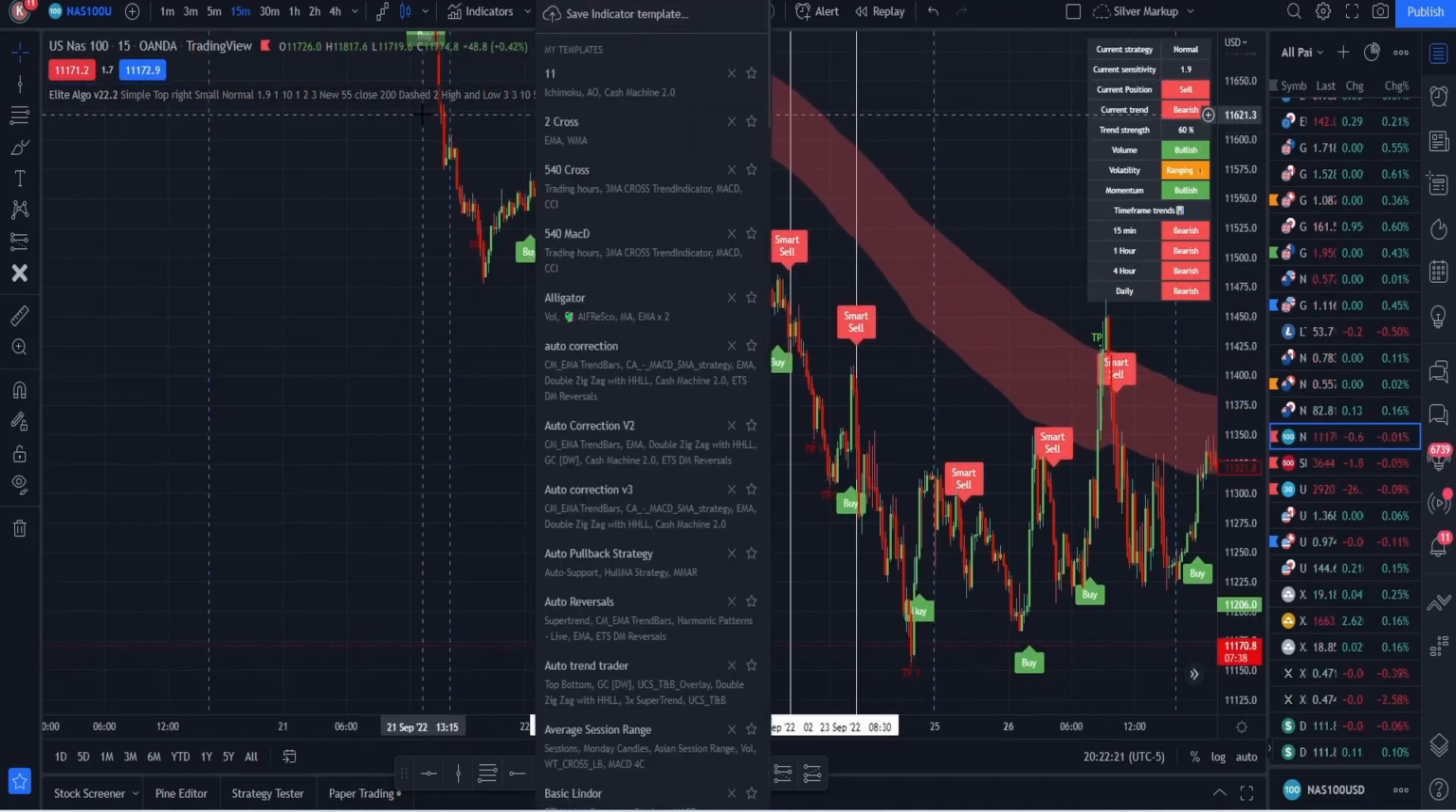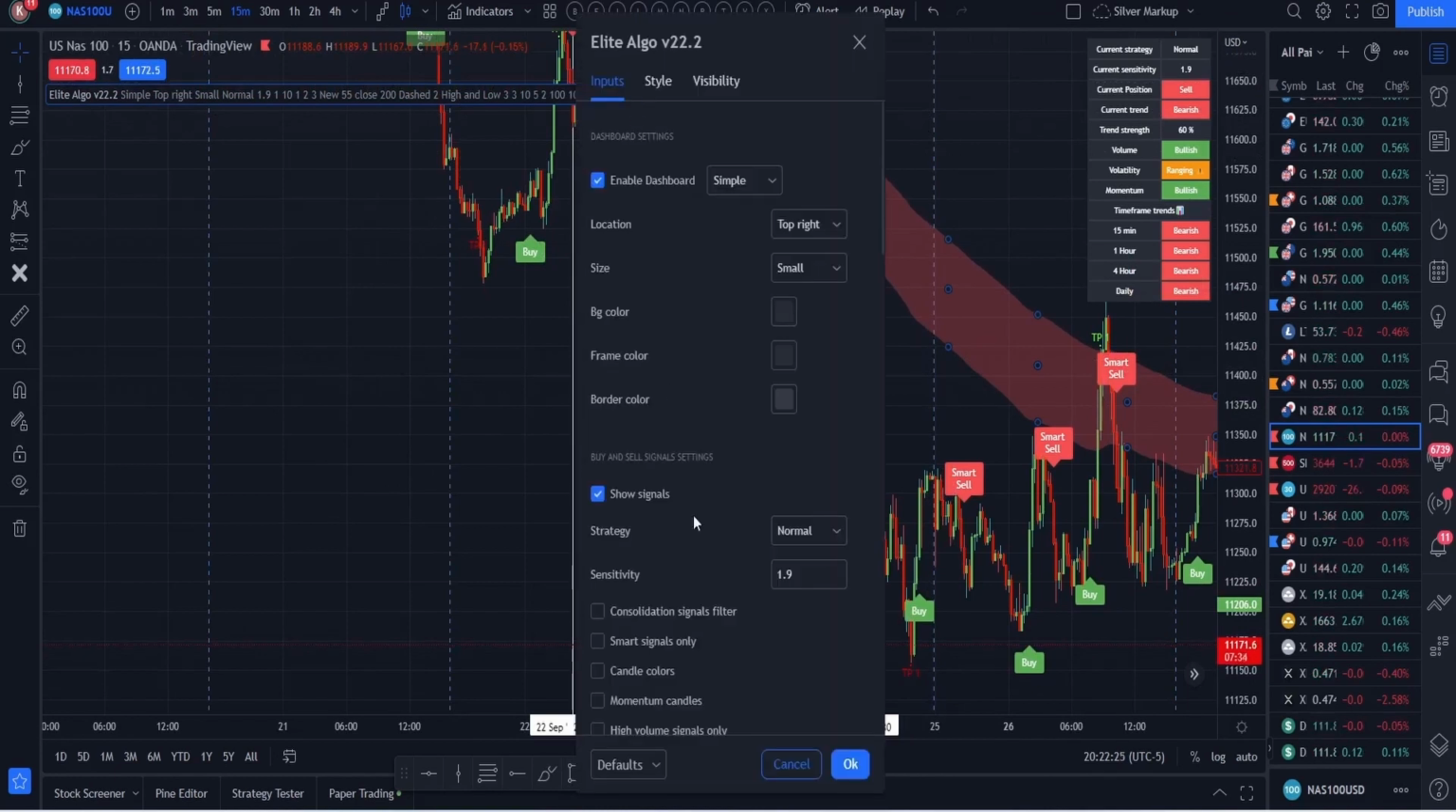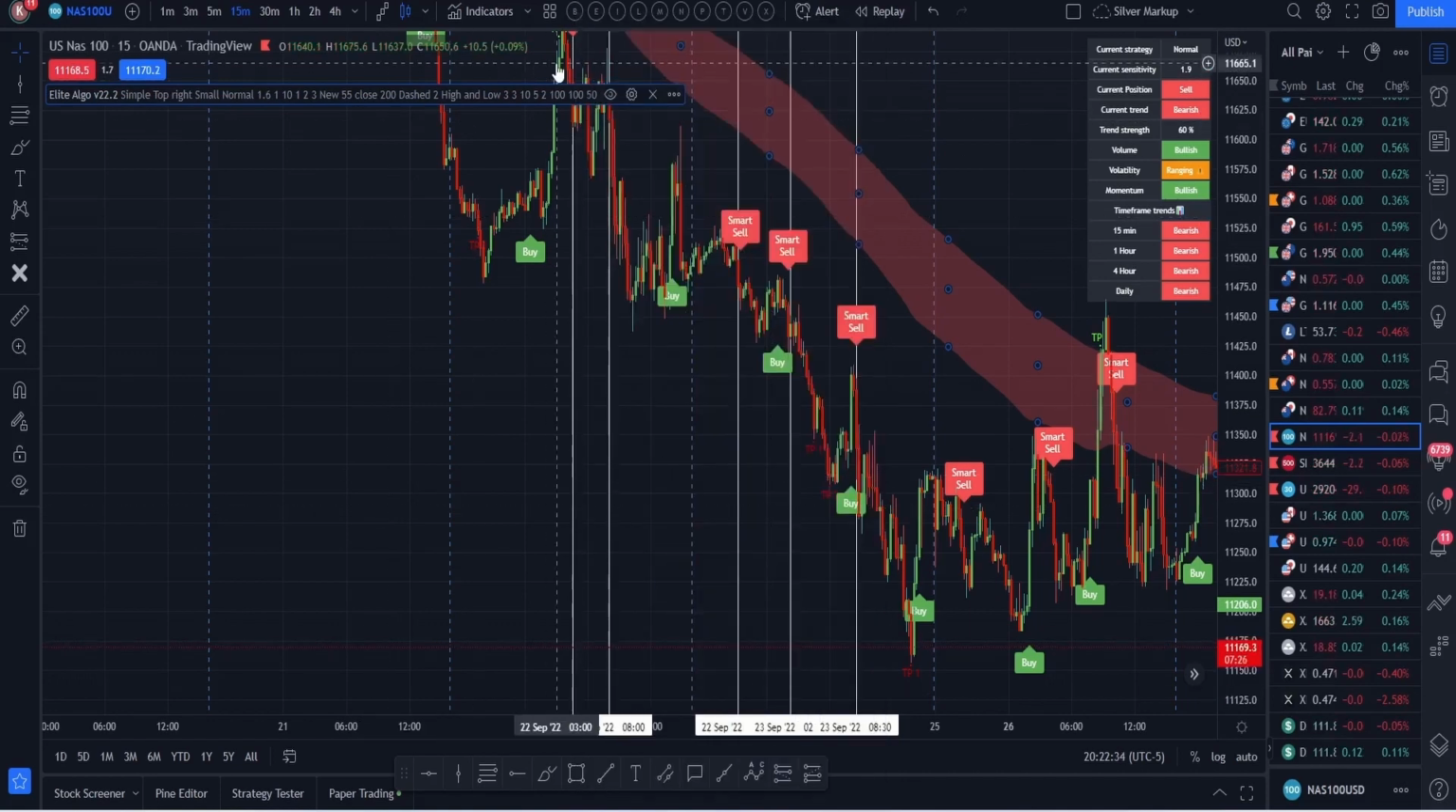That's how you work with the sensitivity. You just kind of play with it based off of what you're looking at on the charts, and go off of there. So I'm gonna put it to 1.6 and just leave it there for a second. I'm gonna show you why in just a second.